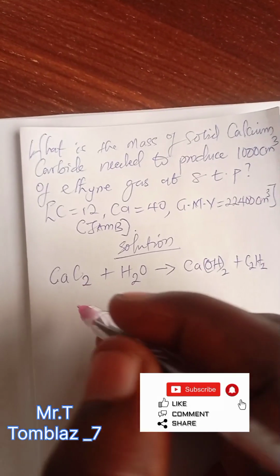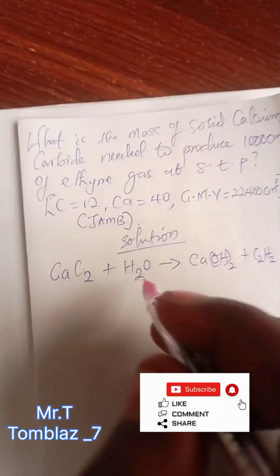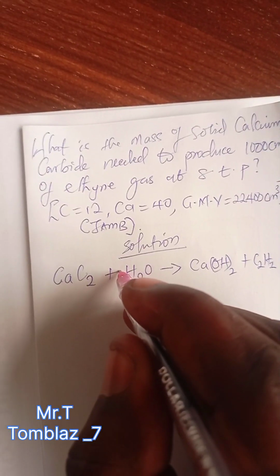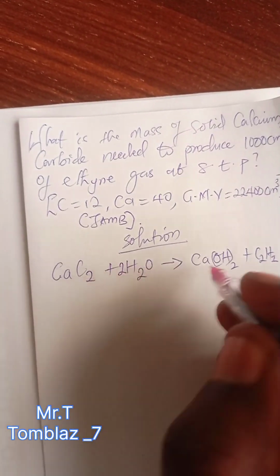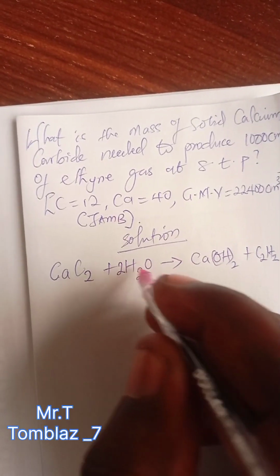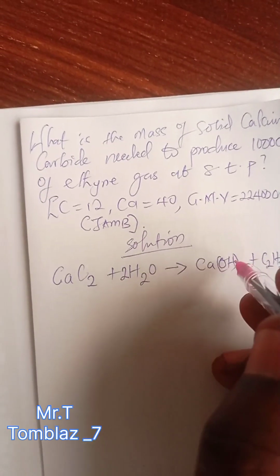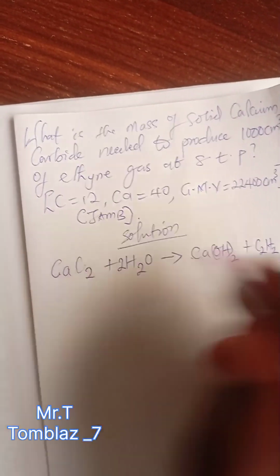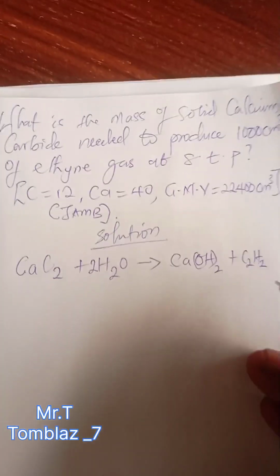So let's check if the equation is balanced. Hydrogen is 2 here, oxygen is 2, so we'll put 2 here to balance it. So oxygen becomes 2, this is 2, hydrogen is 4, we have 2 here and 2 here, so it's balanced. Calcium is 1, carbon is 2. So this equation is balanced, right?